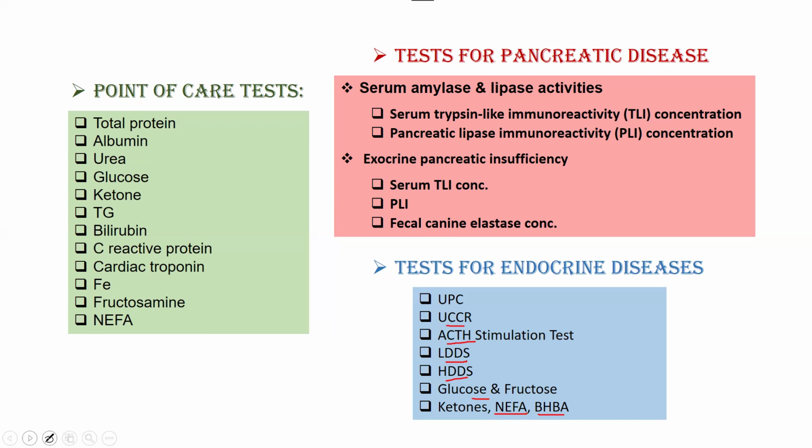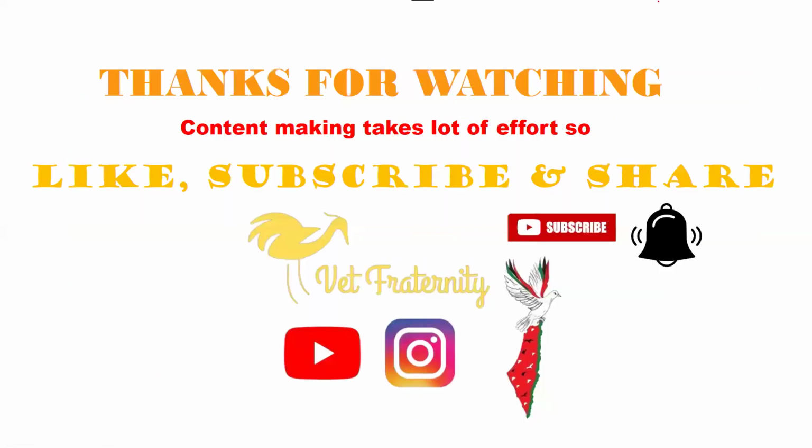So I hope you have understood that. Still, if you have any query, you can comment, you can reach out, and we will surely answer you. So that was all about clinical biochemistry and the types of tests. In the next lecture, we are going to start our liver tests, liver functional tests, hepatocellular enzymatic tests.